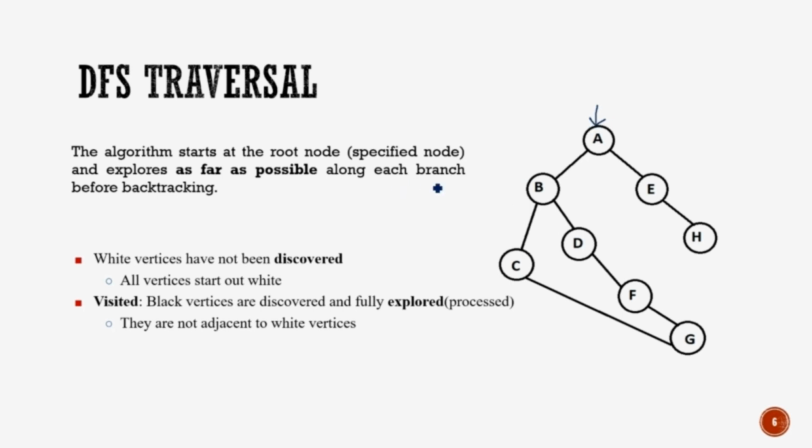Let us assume that the address of node A is 10, the address of node B is 20, the address of node C is 30, the address of D is 40. Similarly, the address of node E is 50, the address of node H is 60, the address of node F is 70, and the address of node G is 80.